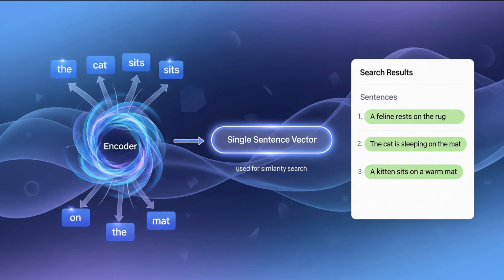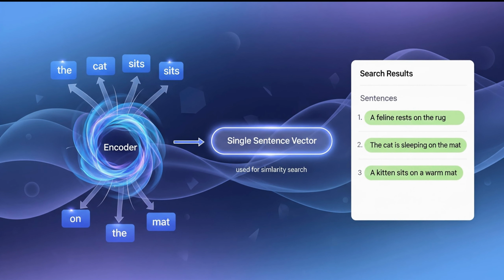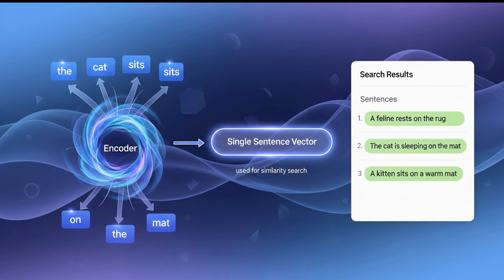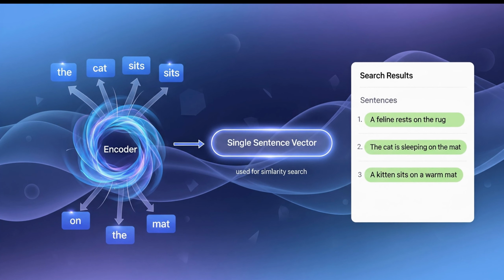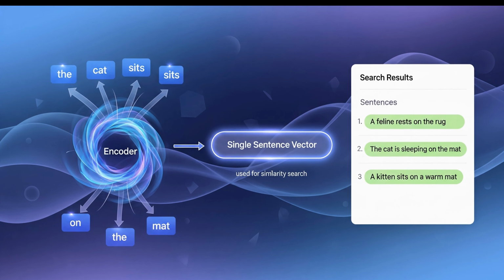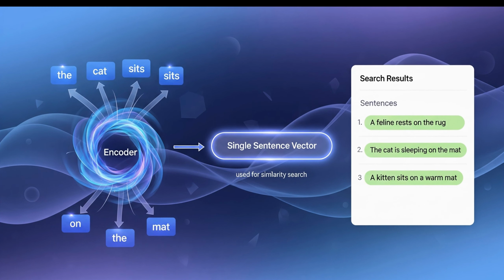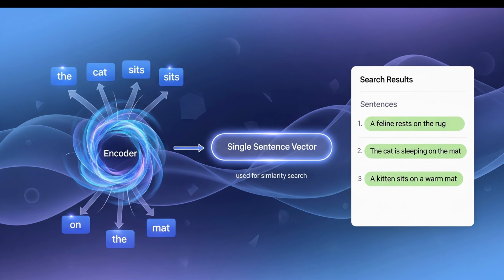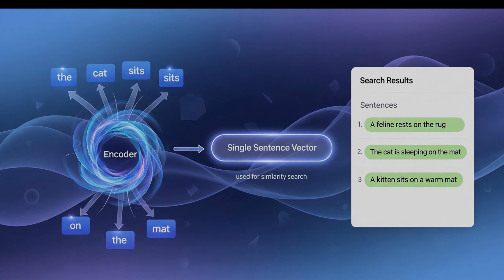Word-level embeddings are great, but many tasks need sentence or document-level representations. Traditional approaches include averaging word vectors or Doc2Vec. More recently, models like Sentence-BERT produce high-quality sentence embeddings suitable for semantic search and clustering.